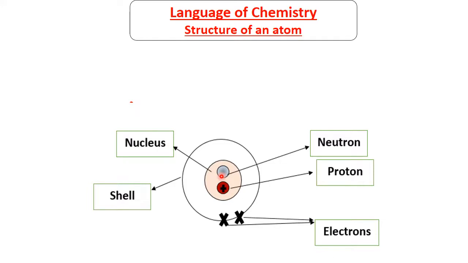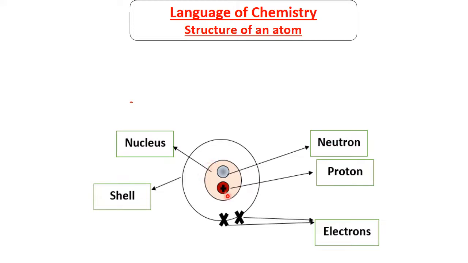Inside the nucleus, we've got two particles. The first one is called a proton, which is always positively charged. So this proton always has a charge of plus. Then this one is called a neutron, and its charge is 0. It doesn't have a charge. So it has a neutral charge. It is neither negative nor positive, hence called neutron.